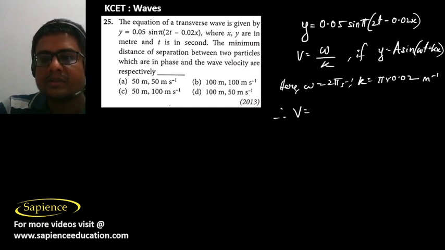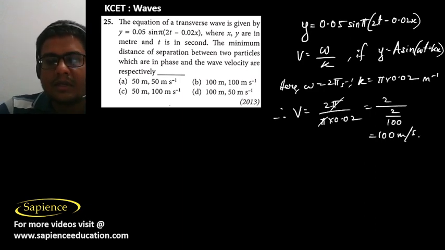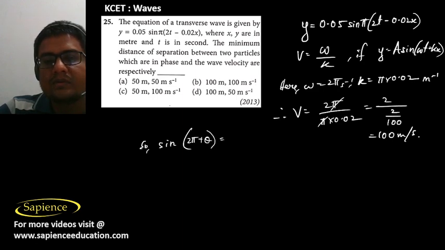Therefore the speed is given as 2 pi by pi into 0.02. So pi will cancel, so this is 2 by 100, so this will be 100 meter per second, and we have to find the minimum distance of separation between two particles which are in phase. So we know that sine of 2 pi plus theta is equal to sine theta. So their phase difference should be 2 pi.